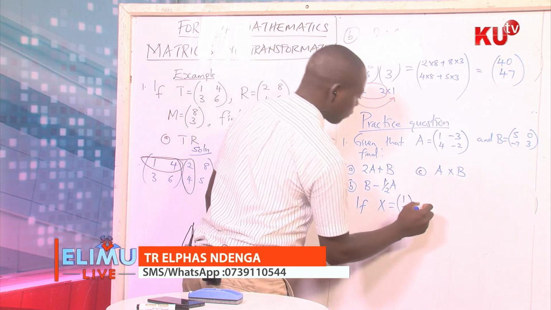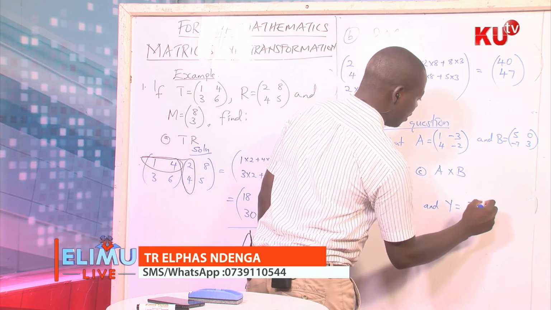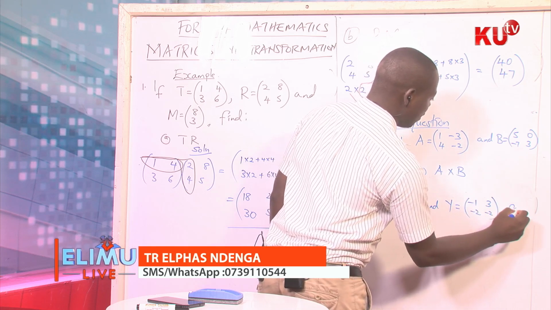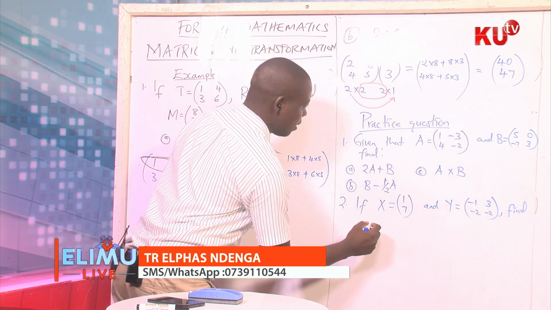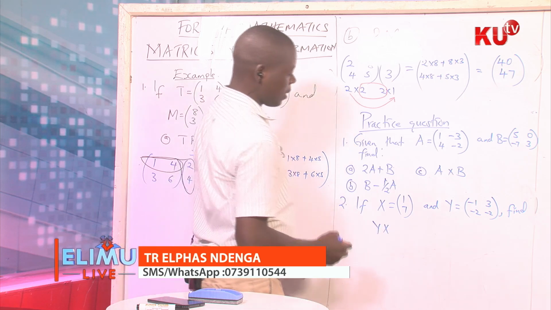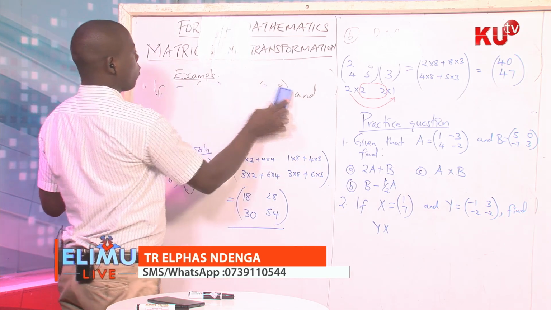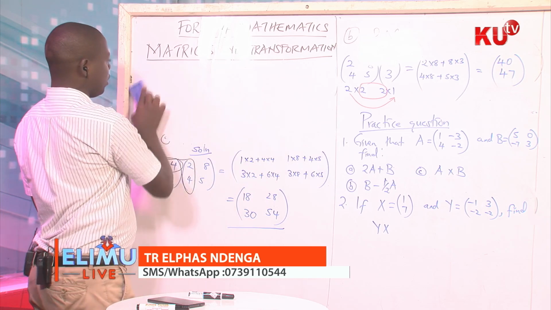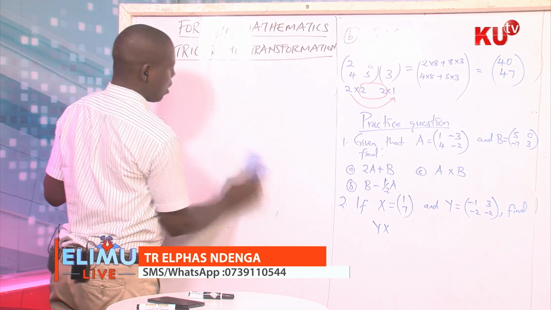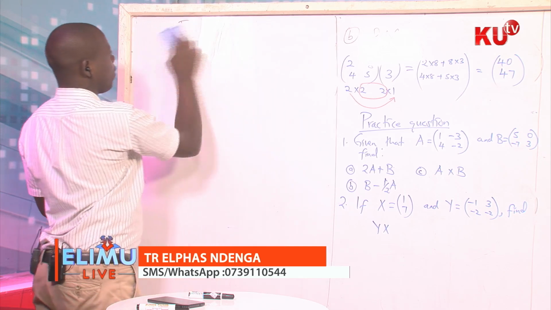And question 2 on that part, if X is a matrix 1, 7, and Y is -1, 3, -2, -2, find the matrix YX. Those 2 questions will help you, students, look at what we have discussed under the first part on operation on matrices.